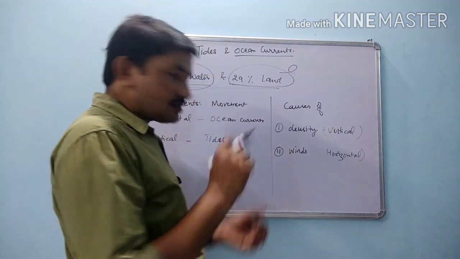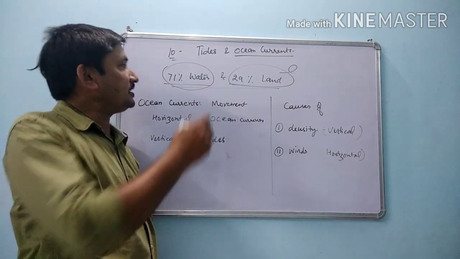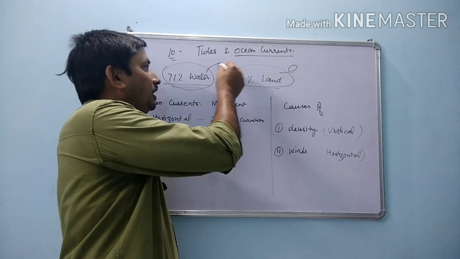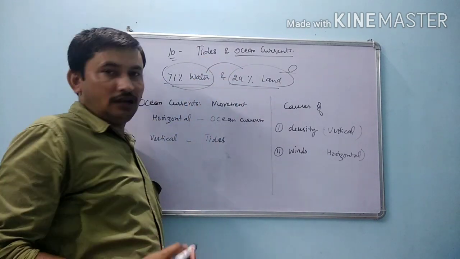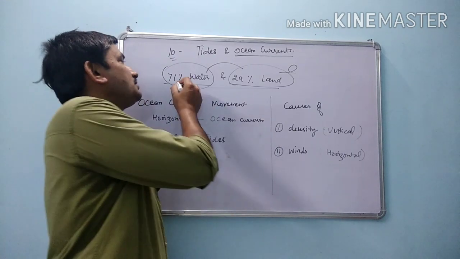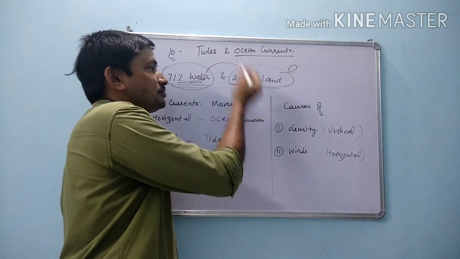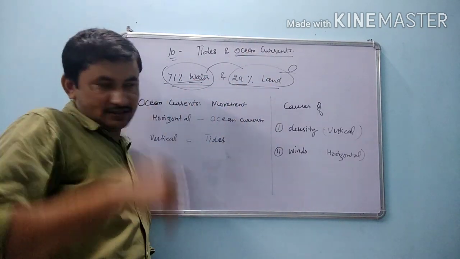It is balanced. Earth's surface is balanced by this antipodal arrangement. In the southern hemisphere, water is more. In the northern hemisphere, land is more. In this process, it is balanced.